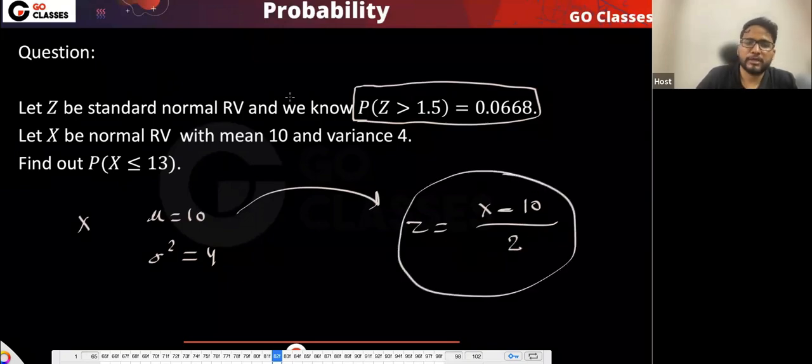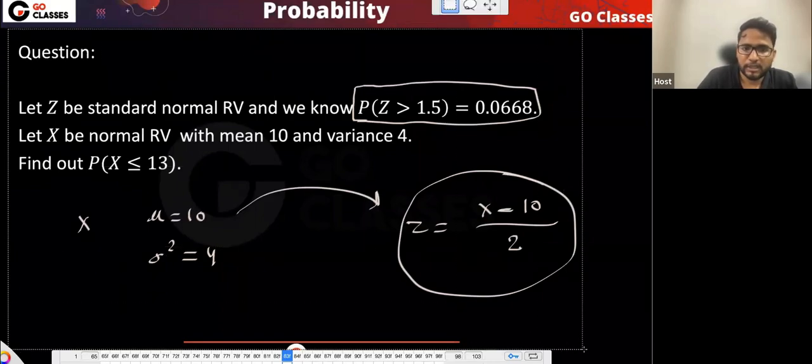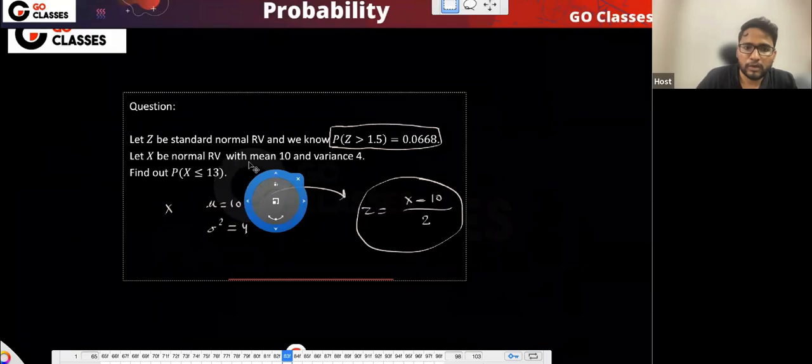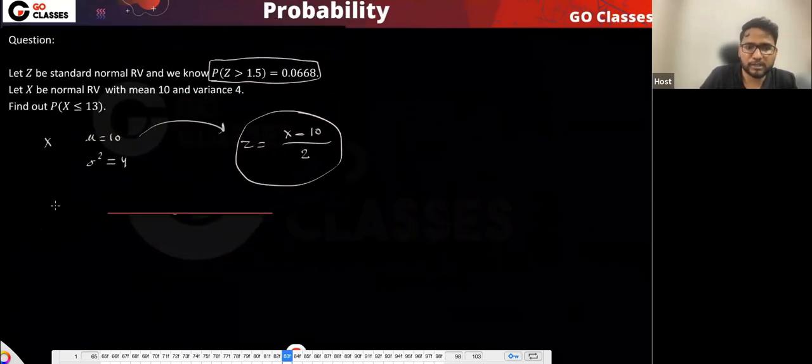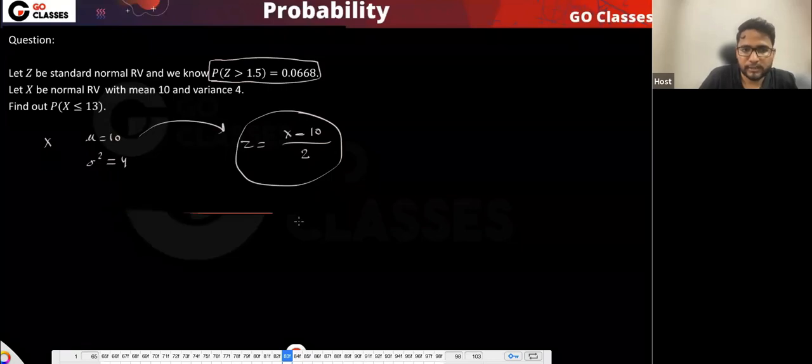First I will convert to Z. Now what they have asked is that X is less than or equal to 13. So let me just do it. They have asked this value, so I will actually use this transformation. I will say that suppose this is your Z.